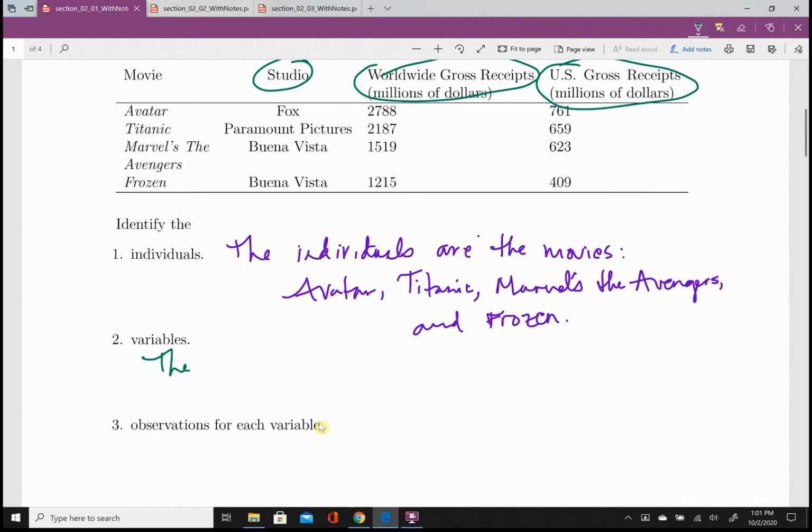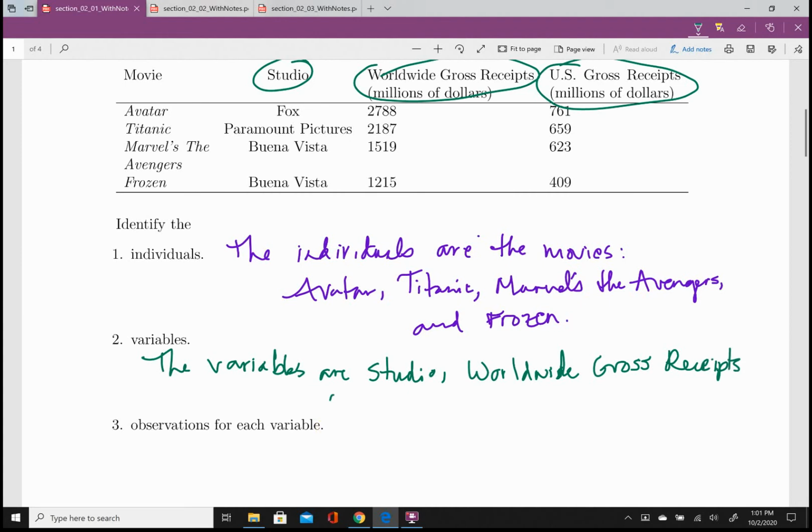The variables are studio, worldwide gross receipts, I before E except after C, and US gross receipts. I always forget that rule.